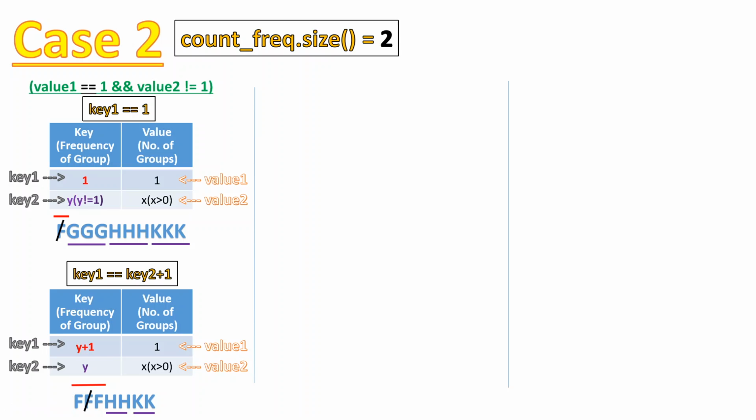Now, I assume that the value 1 is equal to 1. Okay, that's the case. But what if the value 2 becomes equal to 1? So just a swap. It's the same thing we're doing.